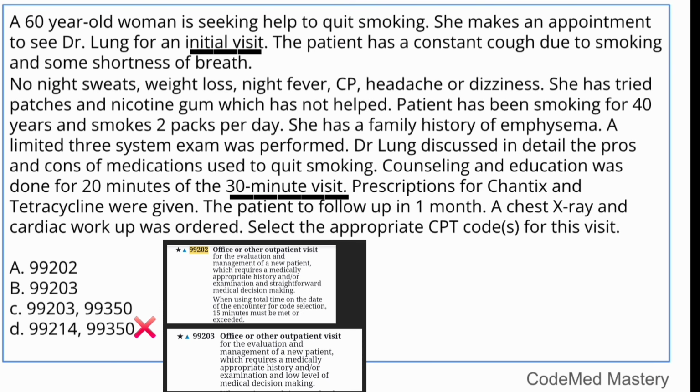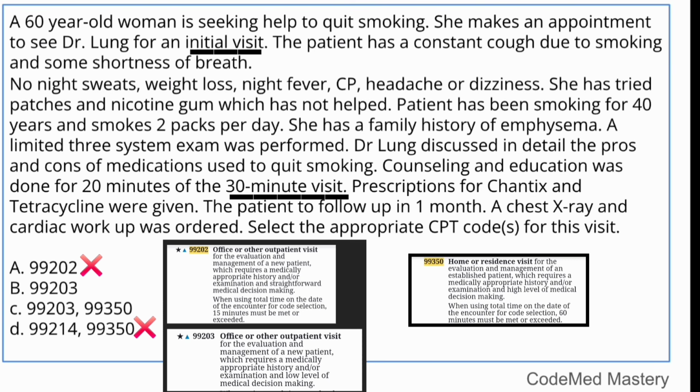We'll eliminate option A, 99202, which is for 15 to 29 minutes, which is too low for this scenario. In this scenario, they have given 30 minutes. Therefore, we'll eliminate option A. Now we are left with option B and option C. The code 99350 is for a home or residence visit, which is not applicable in this scenario. Therefore, the right answer is option B, 99203. An important coding tip here is to always confirm whether the patient is new or established to the individual provider. And you can check the time or MDM to arrive at the right answer.